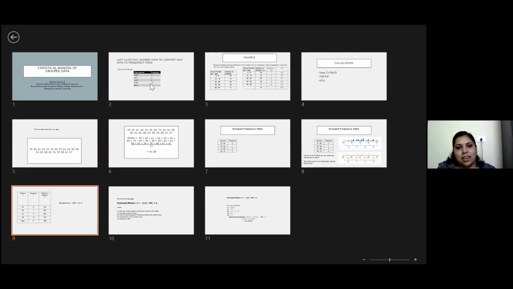Yes, 2095 is the total of sigma fx. Very good. Now find out what is sigma f. Everybody is doing so. Divided by 30. What is the answer? Yes, 69.8. Very good.